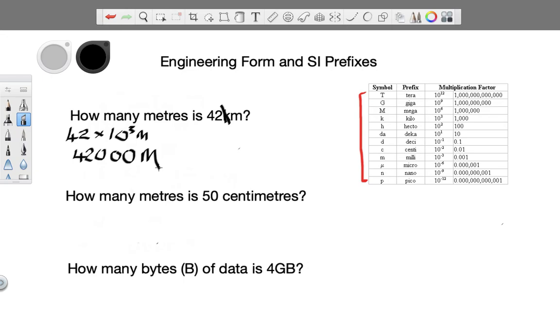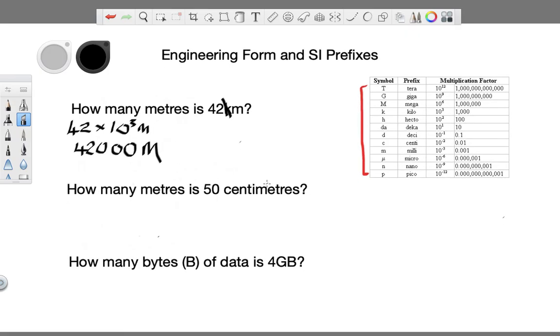That's really the point of having these prefixes. If we're writing down a calculation, we then don't have to write out 42,000 metres, and if we forget a zero, it messes up the calculation. We can just say it's 42 kilometres, because we know that we've got 3 zeros, so it's 10 cubed, and 10 cubed is the kilo.